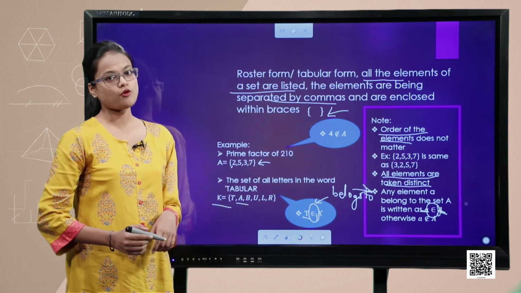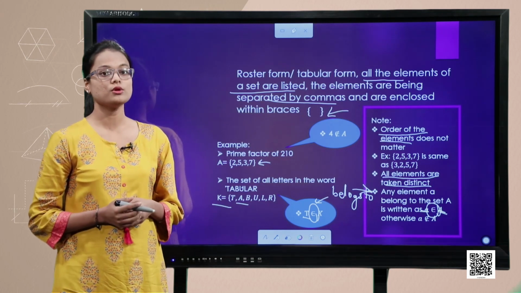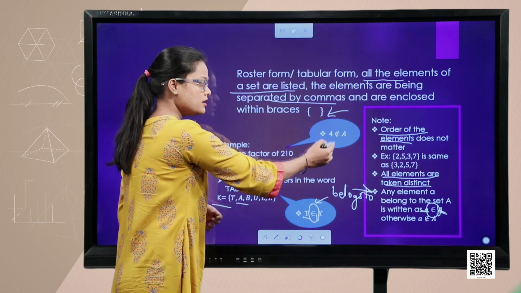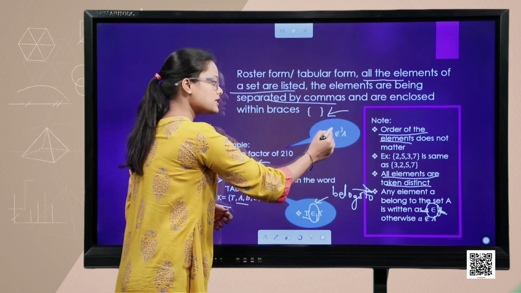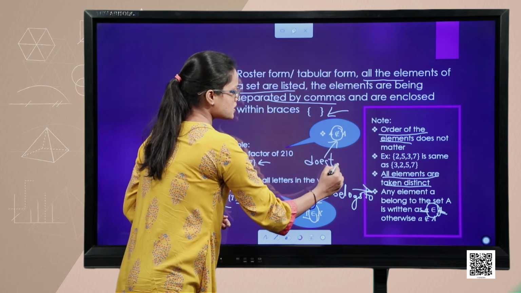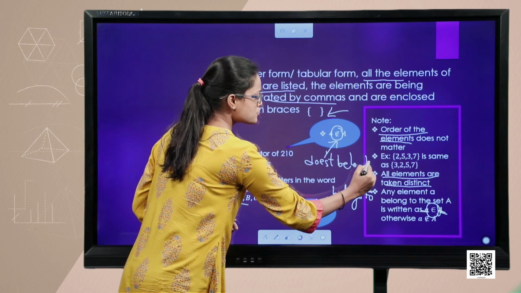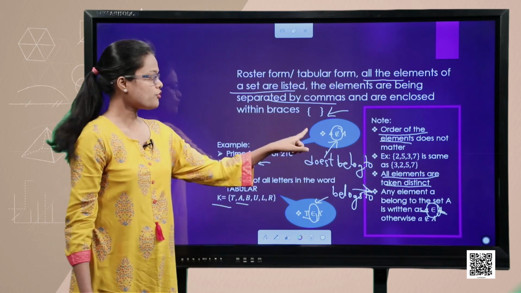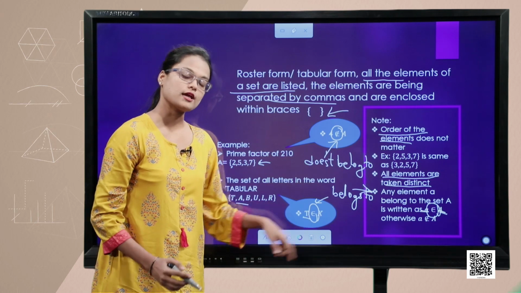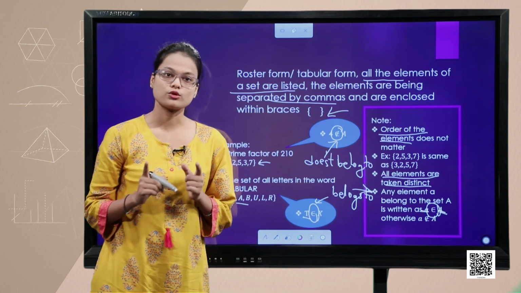Now, see in this case 4. We know that 4 is not a prime factor of 210 and it does not belong to the set A. So, we will write epsilon with a slash, which is representing does not belong to. Okay? So, 4 does not belong to A and in this case T belongs to K. Hope you have understood how to represent a set in a roster form.